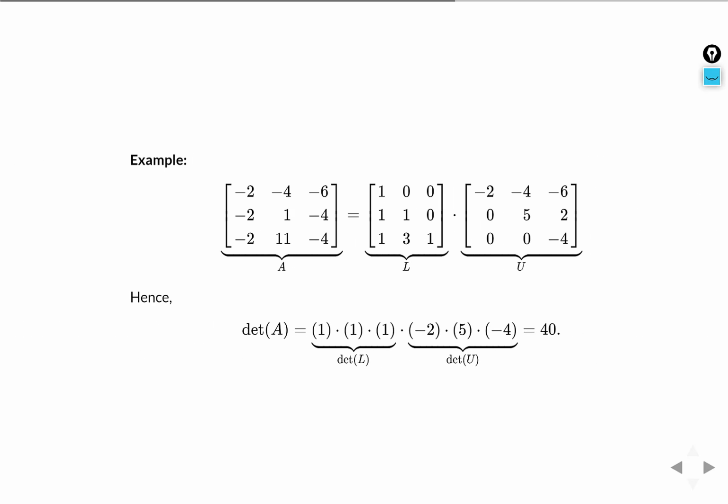Let's look into an example. Here we have A. We compute the LU factorization. The determinant of A equals the determinant of L, which is the product of its diagonal, because L is a lower triangular matrix, times the determinant of U, which is again the product of its diagonal entries, because U is an upper triangular matrix, and the answer is 40.